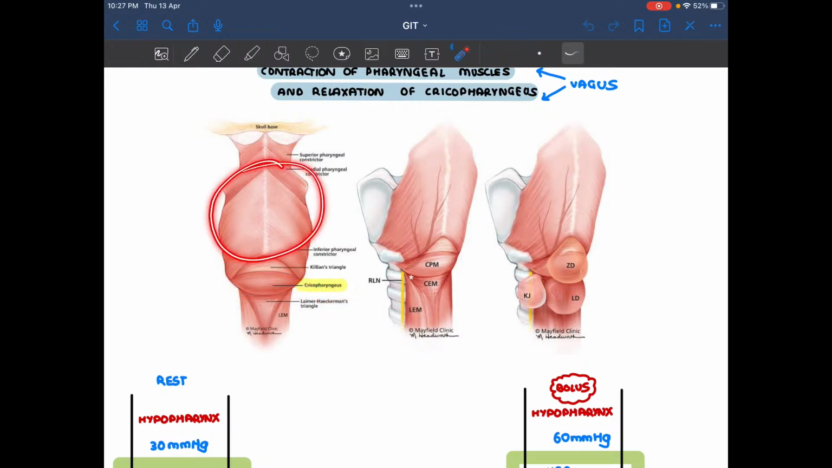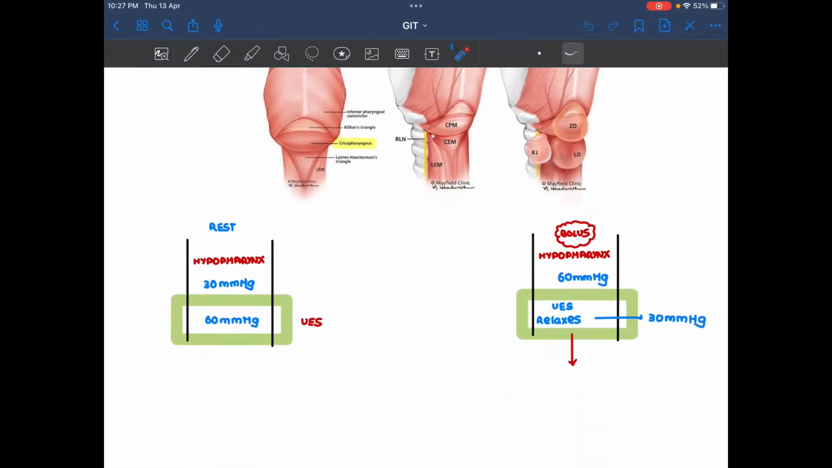So these pharyngeal muscles, which are your inferior constrictor muscles, are going to contract, and this upper esophageal sphincter is going to relax. Okay. So what happens usually is, whenever you are at rest, the hypopharynx, just above the esophagus, is at a pressure of about 30 millimeters of mercury, and this upper esophageal sphincter has a pressure of 60 millimeters of mercury. So there is no way that this sphincter is going to open on its own.